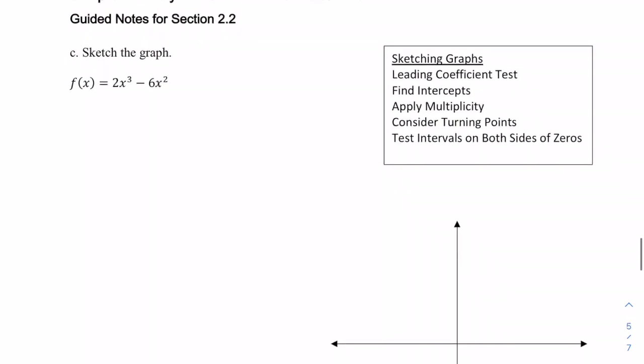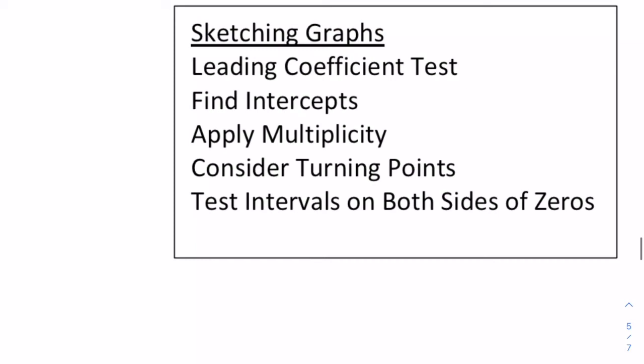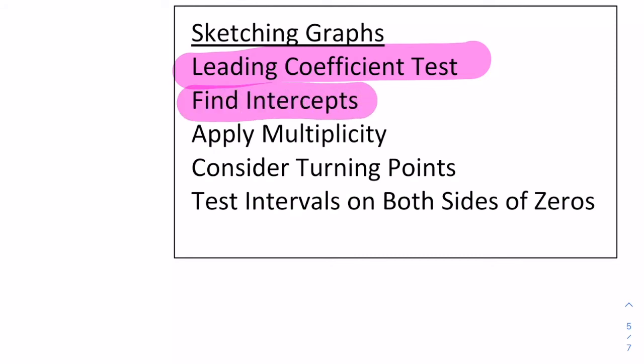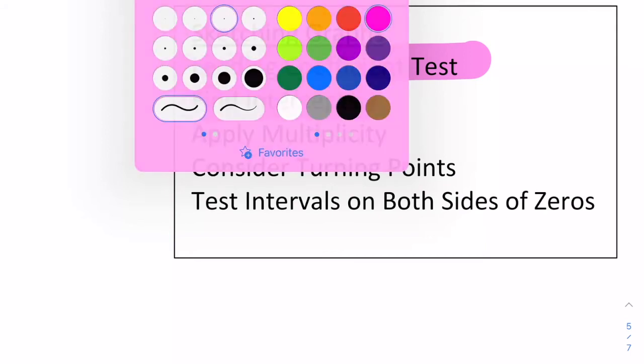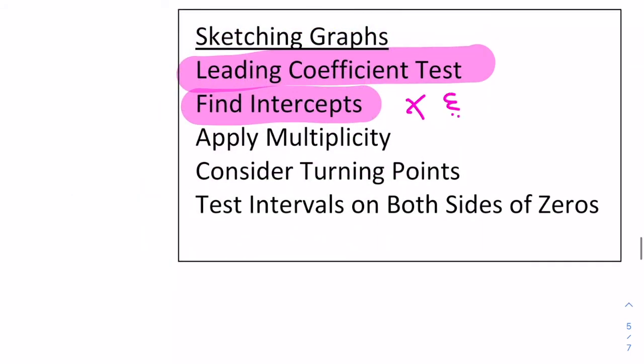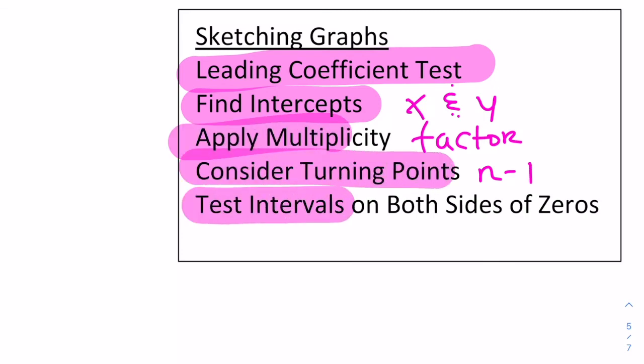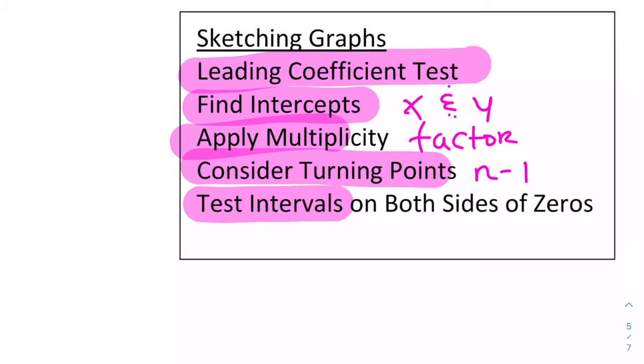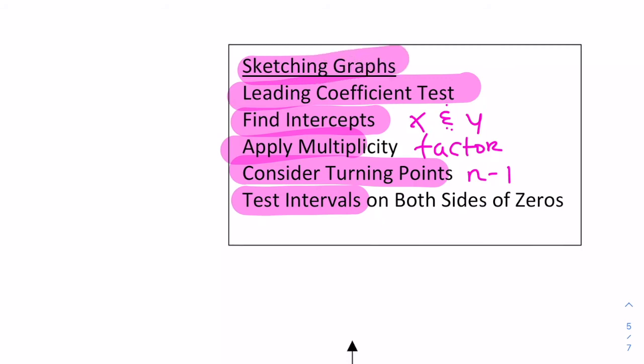Now let's sketch some of these graphs. When we sketch the graphs, we want to first consider the leading coefficient test. We're going to decide what's going to be the end behavior for these graphs. And then we're going to find the intercepts, so the x and the y intercept. We're going to look at the multiplicity, and that's easily determined when you factor the equation. We're going to consider the turning points. So remember, the maximum number of turning points is n minus 1. And then we could test the intervals on both sides to verify. But again, I want to make sure and re-emphasize that these are sketches.